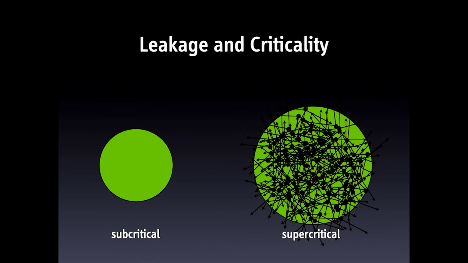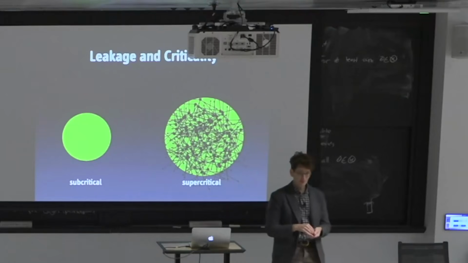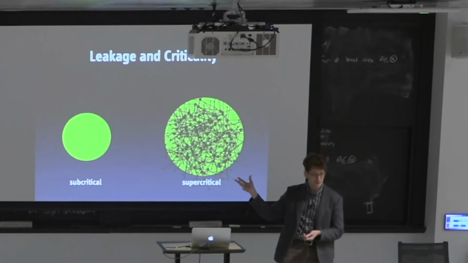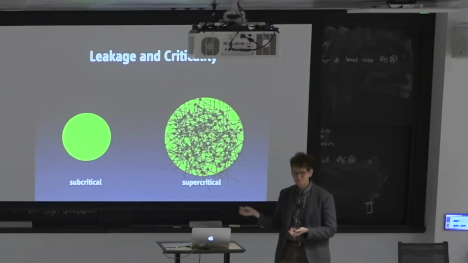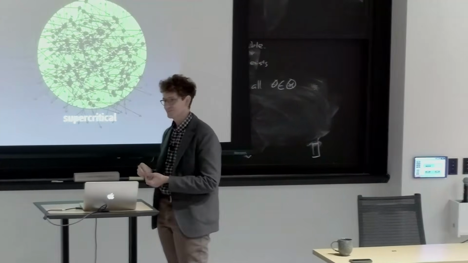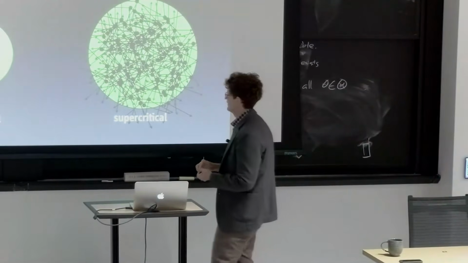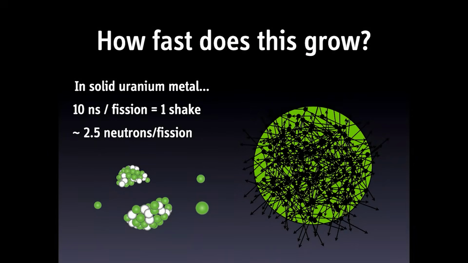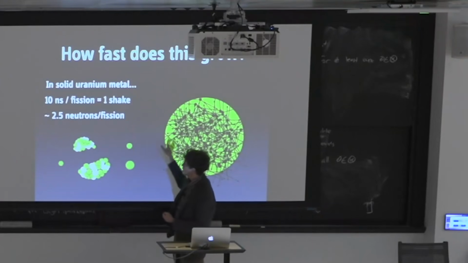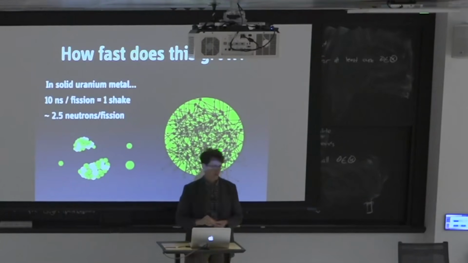You can see easily that if you don't do anything to prevent it from continuing this expansion, the energy production just scales exponentially. And that's how you make a nuclear bomb. It's a simple version of a reactor, right? And so that's why it goes boom. All right, so how fast does this process grow? So in solid uranium metal, which is an important caveat here, the time between these fissions is about 10 nanoseconds.